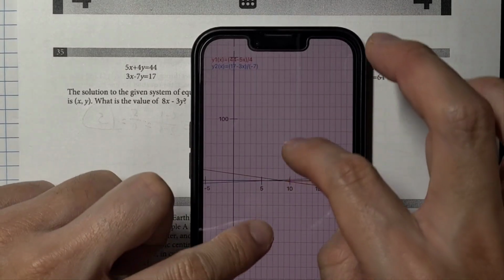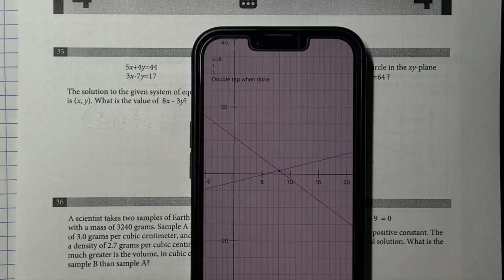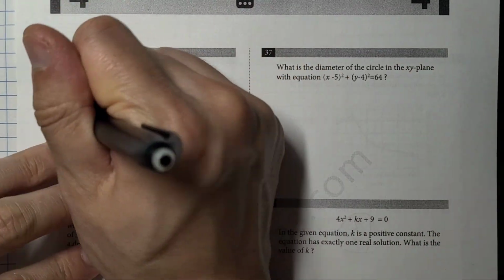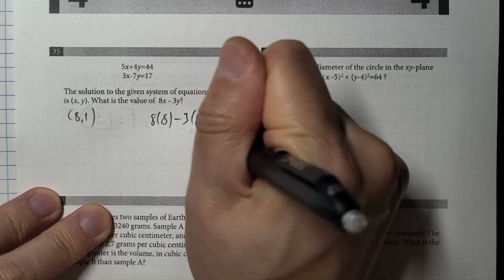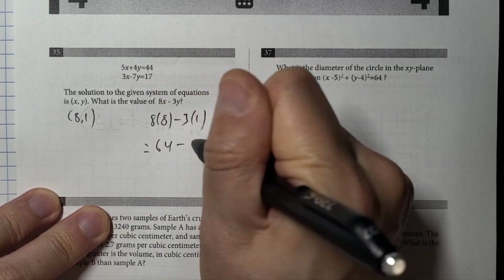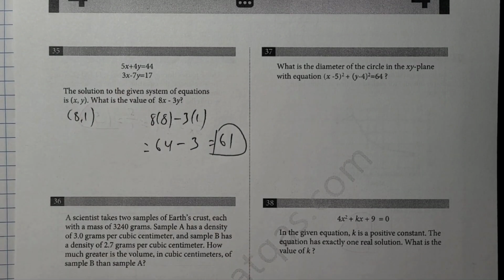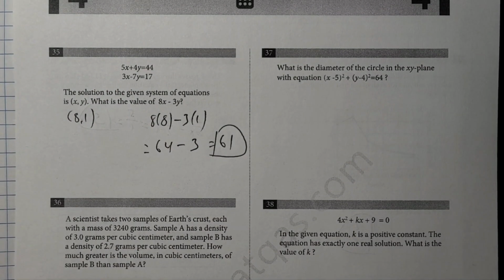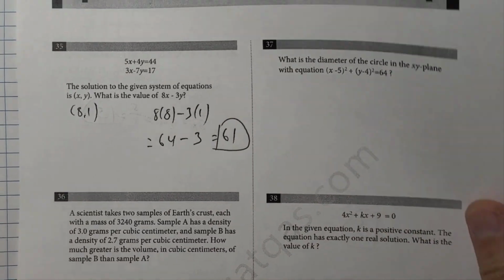The point of intersection is there. Find intersection, that is (8, 1). So it's 8 times 8 minus 3 times 1, 64 minus 3, 61. You don't have to solve it by hand since you're allowed a graphing calculator. Actually, I don't know the state of the digital test right now if you're allowed a graphing calculator there, but at least in the traditional method, pen and paper, you're allowed a graphing calculator, I believe. Double check me on that if you want.